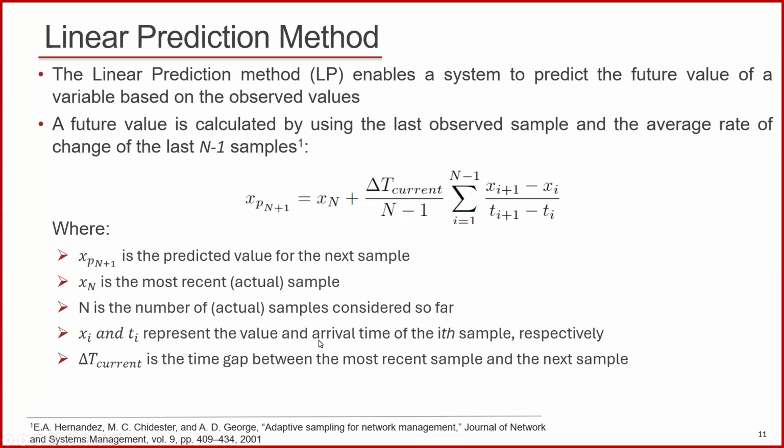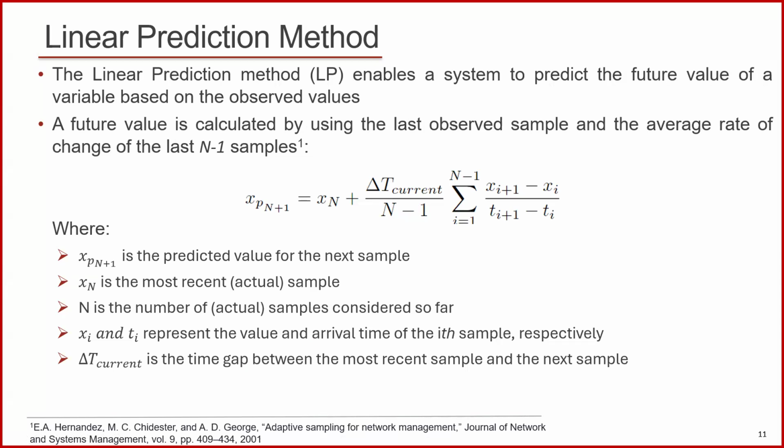XITI represent the value and arrival time of the ice sample, respectively, and delta T current is the time gap between the most recent sample and the next sample. So to adjust the sampling rate, what we have to do is to adjust delta T current, but actually the system will automatically adjust delta T current based on the variation of the traffic.